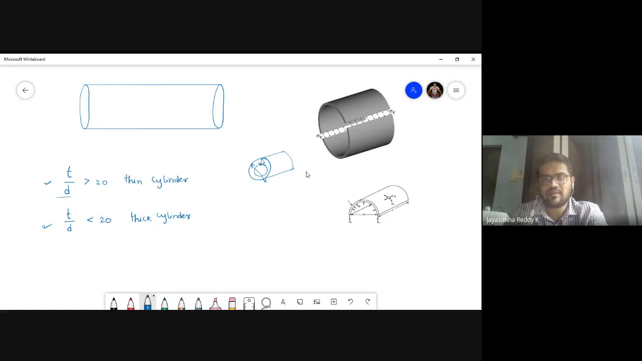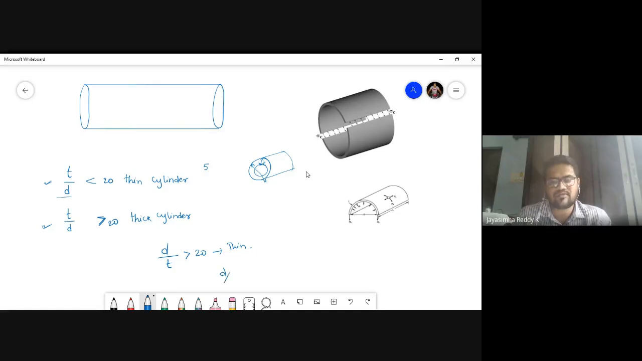See, for example, if thickness is some 5... sorry students, let me take this in the opposite direction. And we can also say this, students, diameter to thickness ratio greater than 20 is thin. So don't get confused, students.